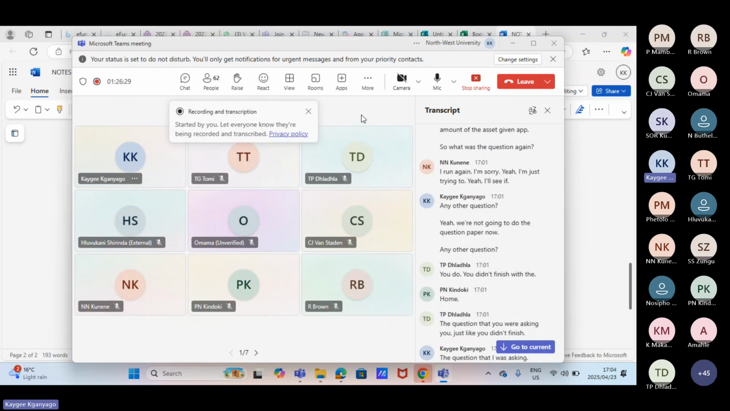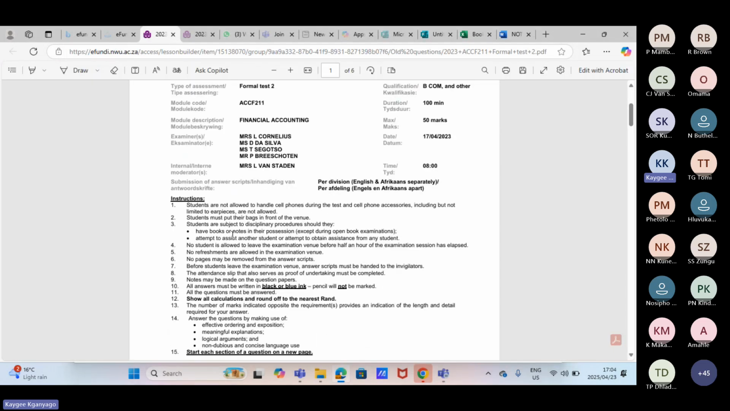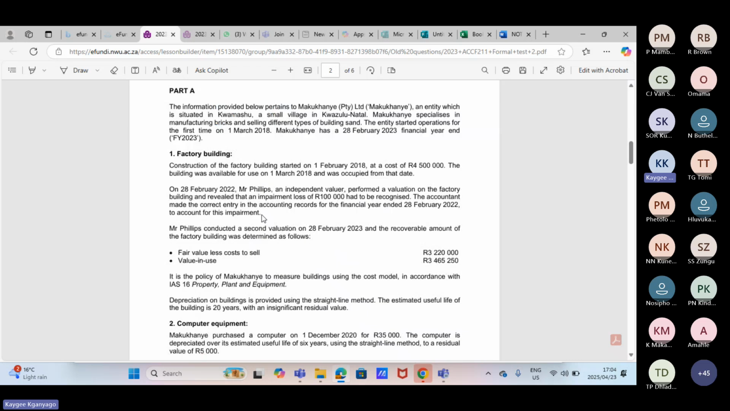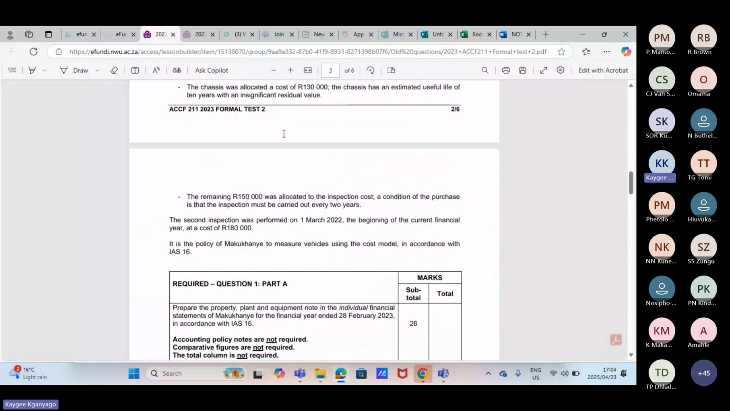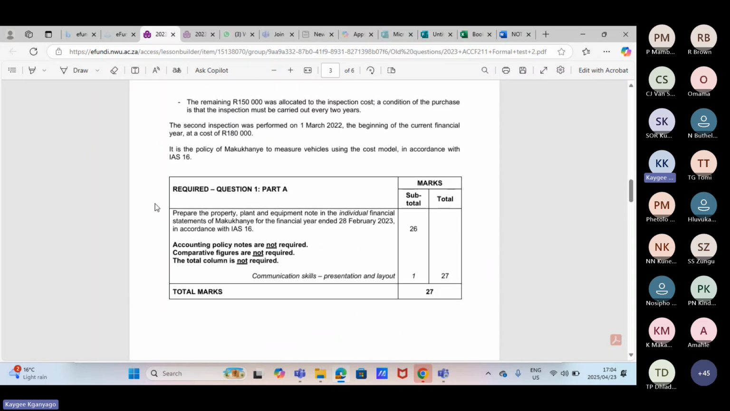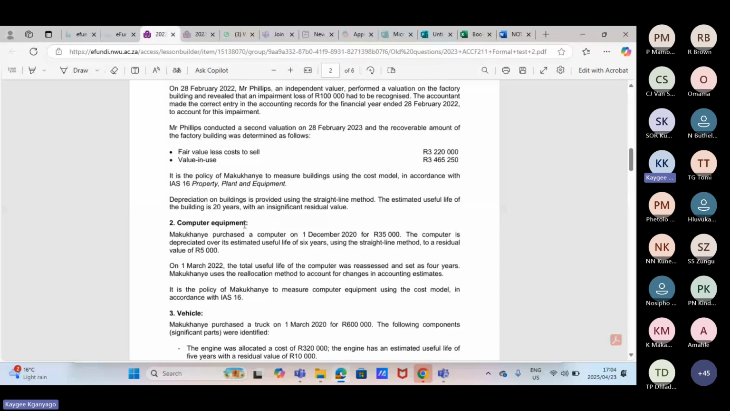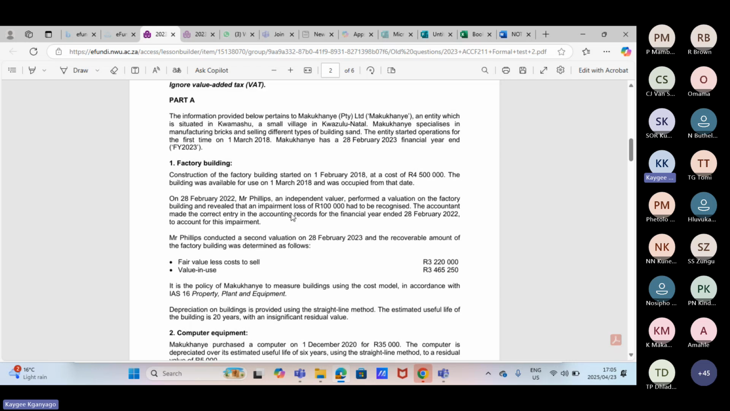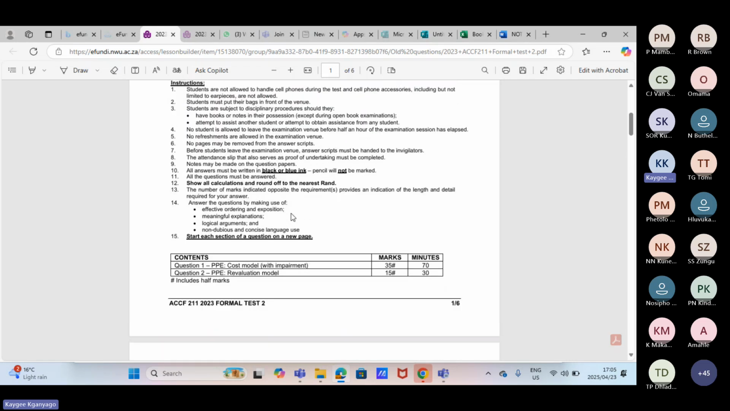So now I want us to go to the question papers, ne? Let me first see the one that I opened. It has PPE cost model with impairments, ne? And also revaluations. Revaluation model is something easy. We can even see it next time when I see you face to face in class. So now let's see. They said prepare the property, plant and equipment note in the individual financial statement of Makukani. We have computer equipment, we have factory building. Revaluation is question 2.